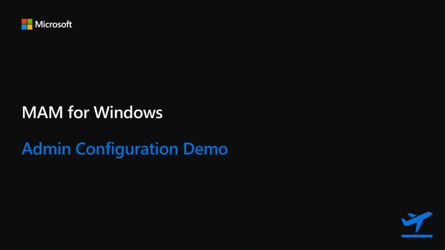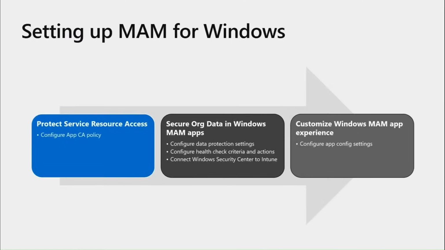Okay, let's see how all these components come together in practice with an admin configuration and an end user experience demonstration. To configure MAM for Windows, we recommend administrators follow three steps. Protect access to service resources with conditional access, secure org data on the client using app protection policies, and customize the end user experience in the protected applications with app configuration policies. Let's walk through these steps in more detail.